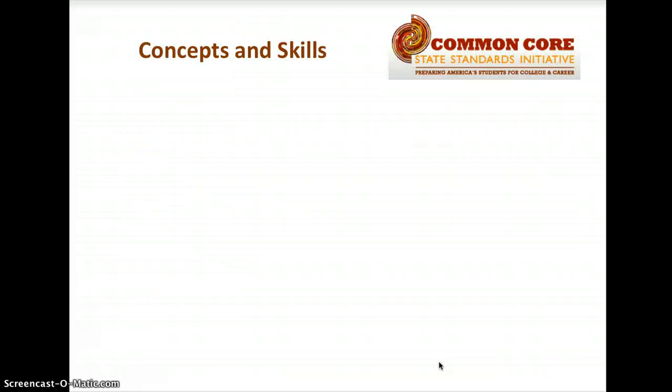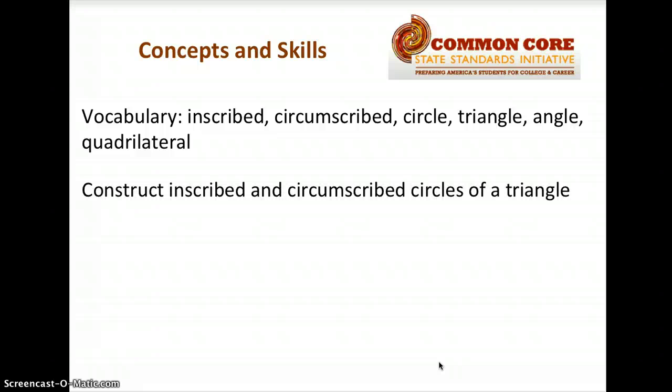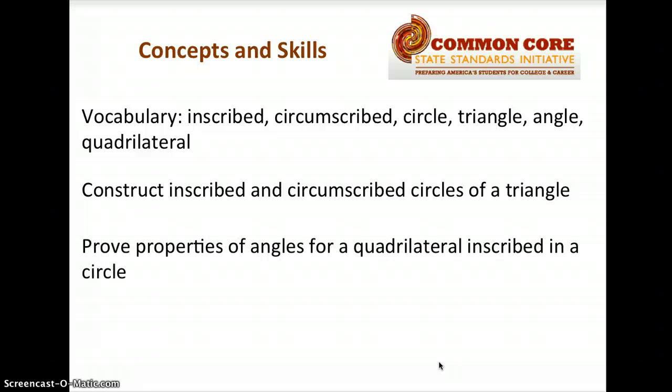Once that's done, we do the same thing we did with the ELA standard. We move into the concepts and the skills. We know that there's a lot of vocabulary that's hit in this standard: inscribed, circumscribed, circle, triangle, angle, quadrilateral, even properties. We know that the students are going to have to construct inscribed and circumscribed circles of a triangle, and also that they're going to have to prove properties of angles for a quadrilateral inscribed in a circle. So these are all of the things that we're going to have to teach to the students in order for them to master this standard.